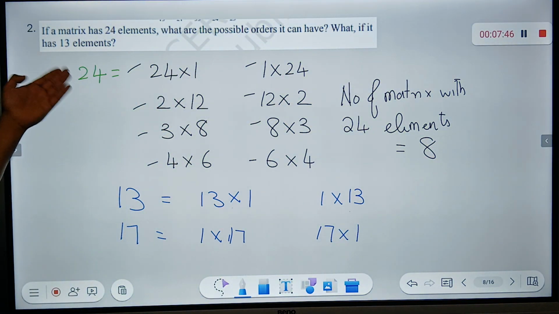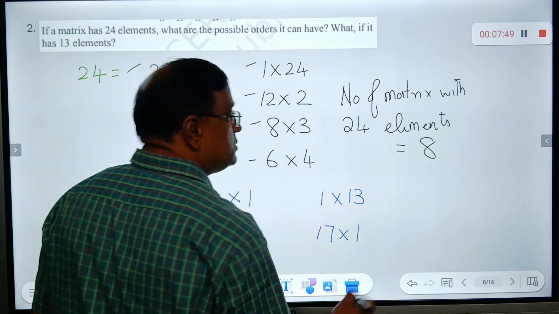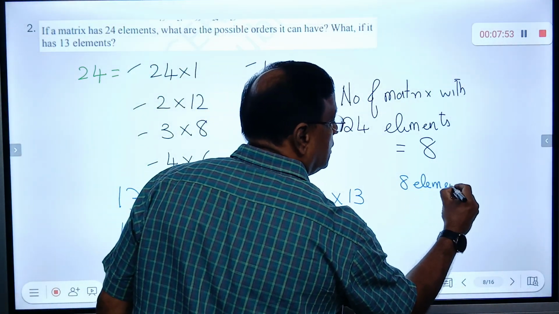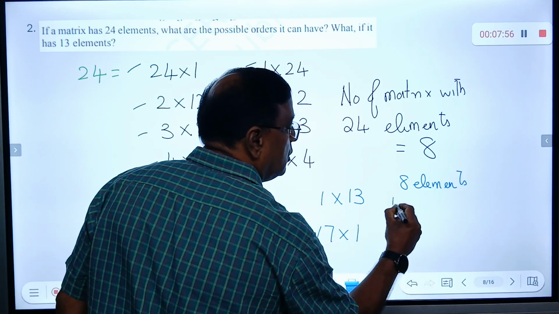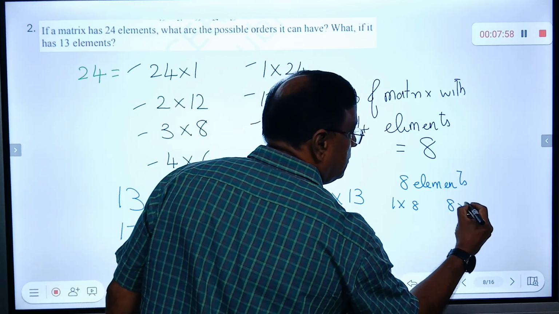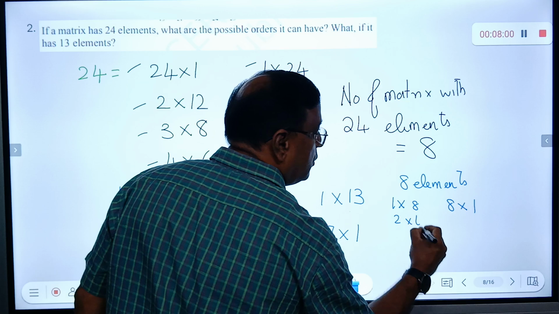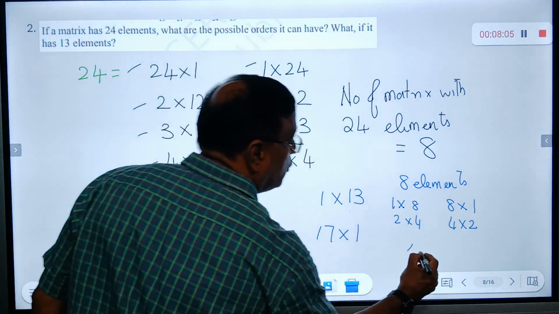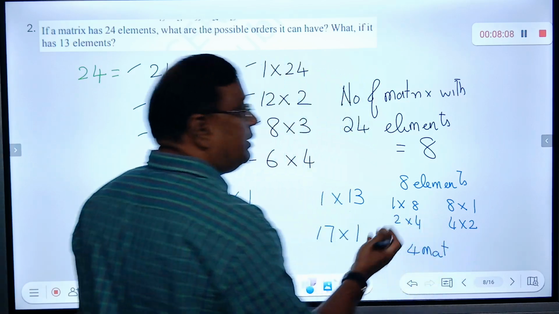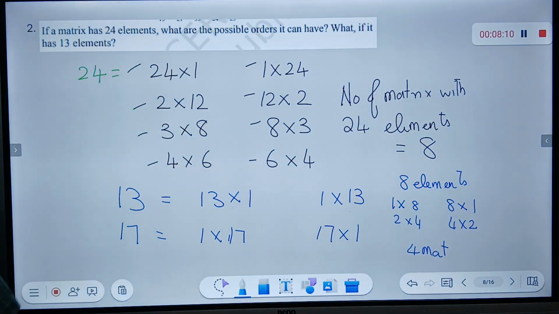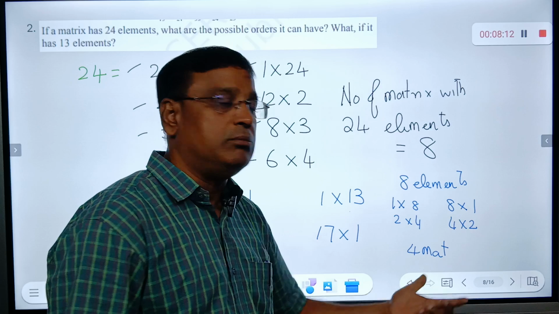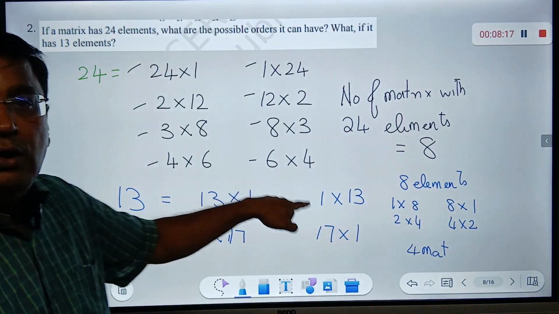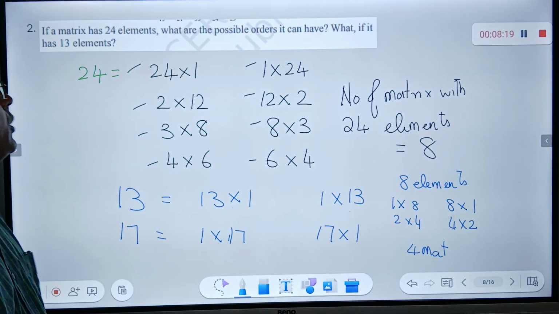Whereas suppose if I take 8 elements, how many are possible? 1 by 8, 8 by 1, 2 by 4, 4 by 2. Any other possibility? No. So there are 4 matrices possible. And you know very well that 8 is not a prime number, so that is why you are able to break it into a product of two numbers. Whereas 13 is a prime number, so you can have either 13 by 1 or 1 by 13. Okay.